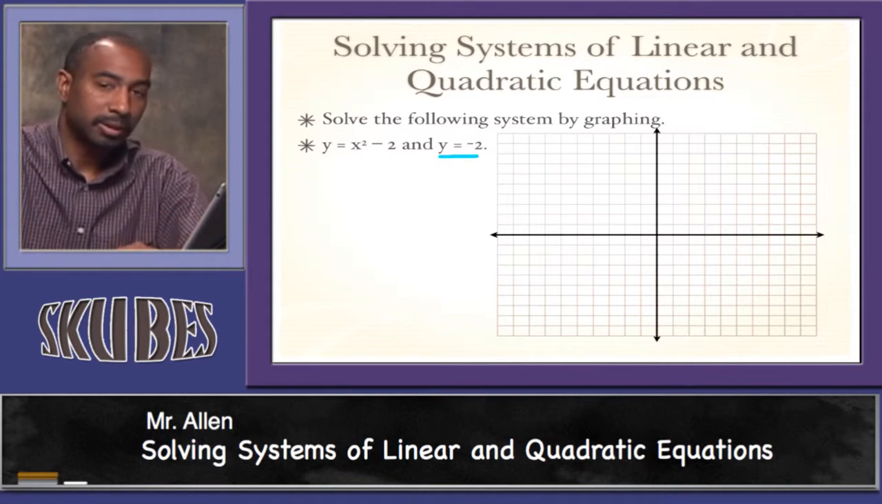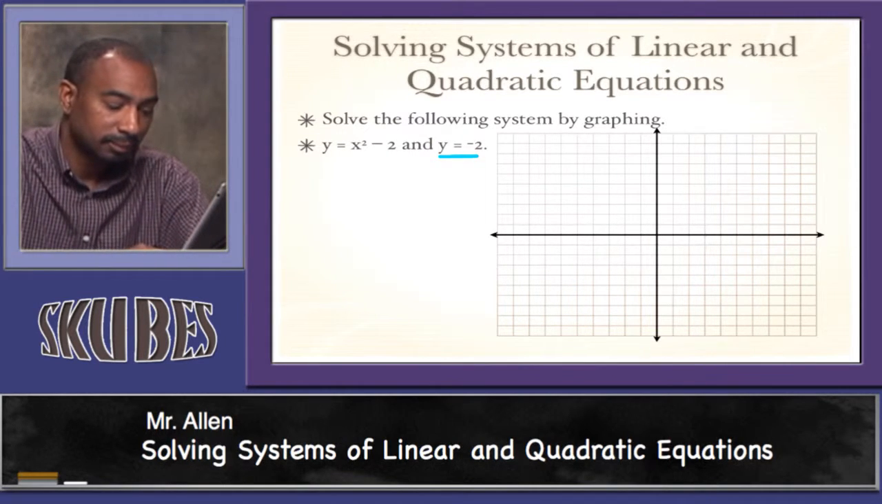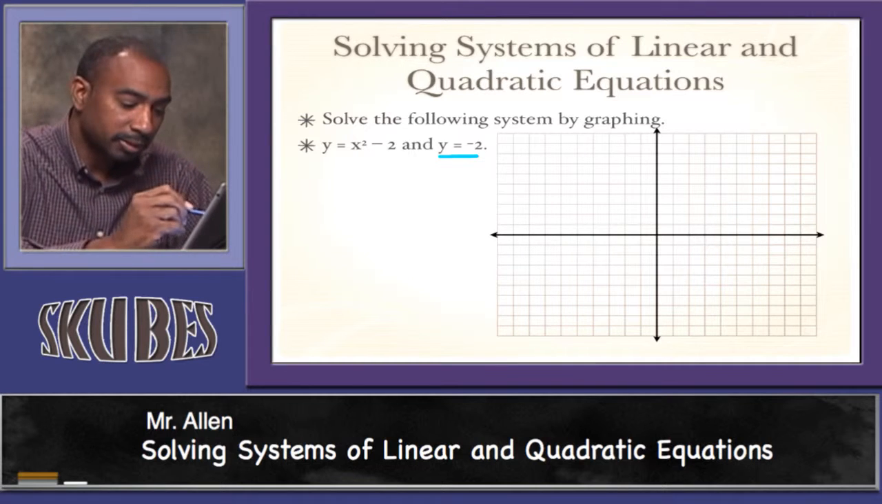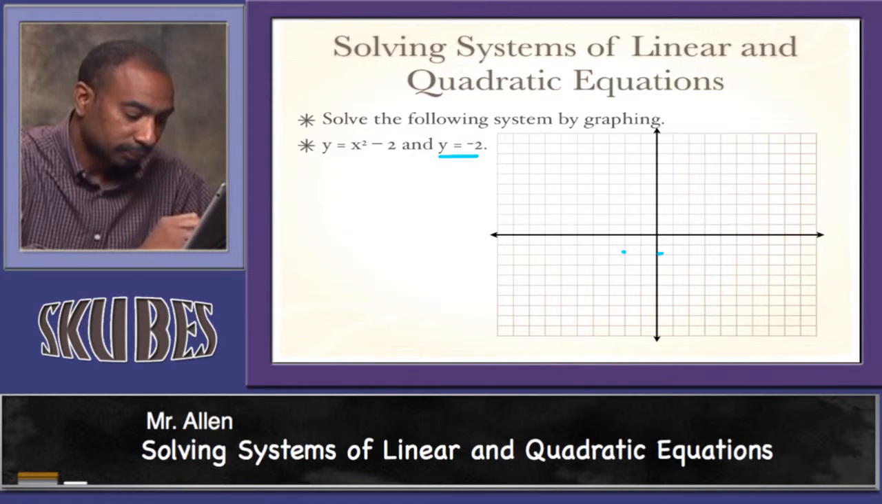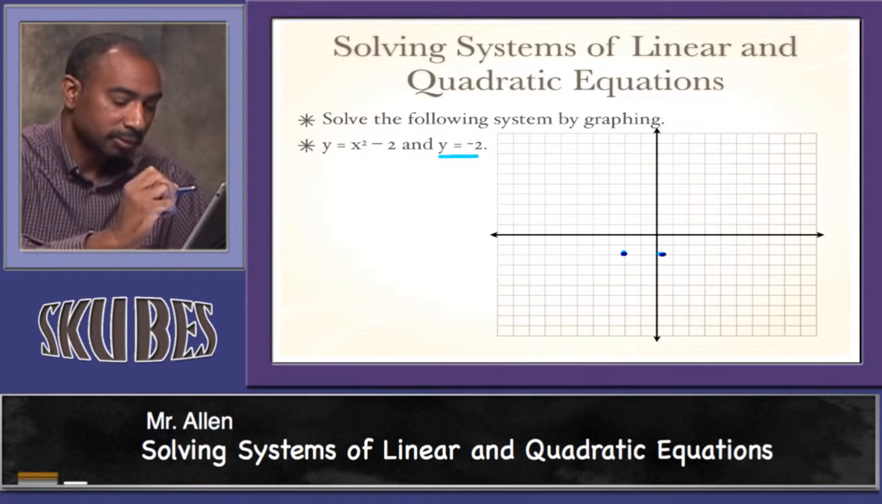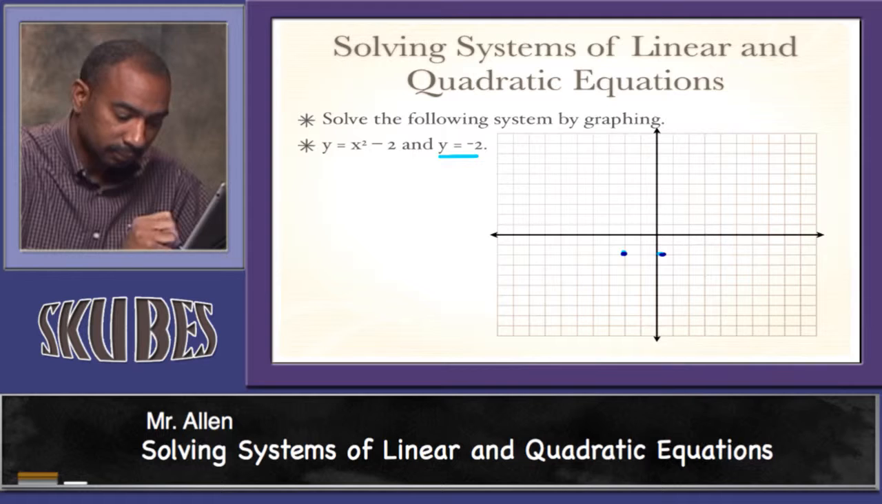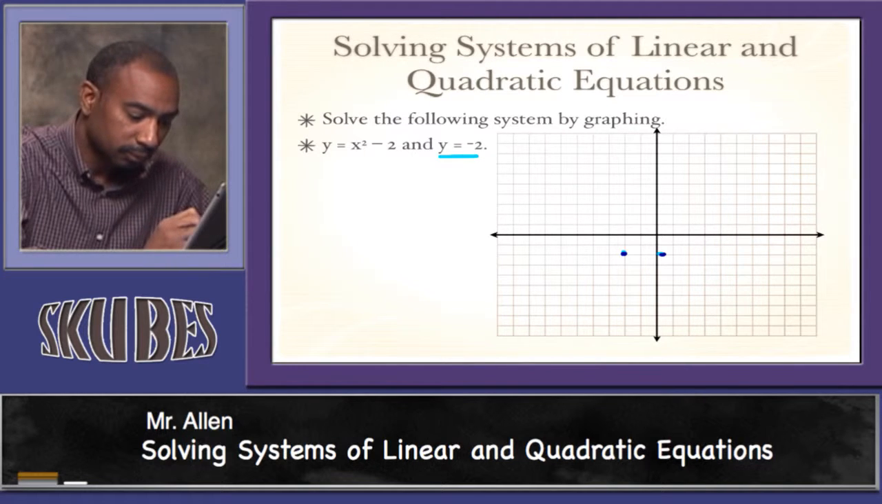y equals negative 2 we know is a horizontal line. So what we're going to do is count down 1, 2. And what you want to do is make a point. Make a line here. This is y equals negative 2. So it's going to look like this.